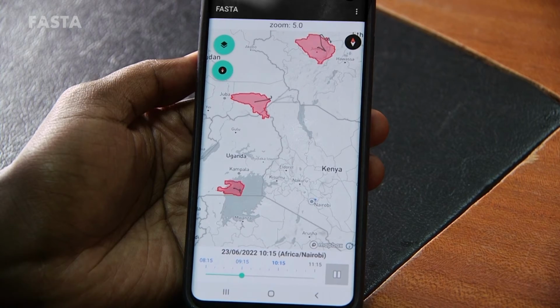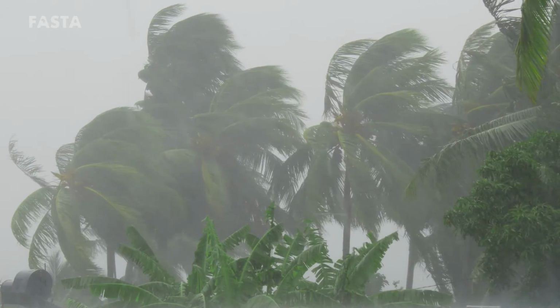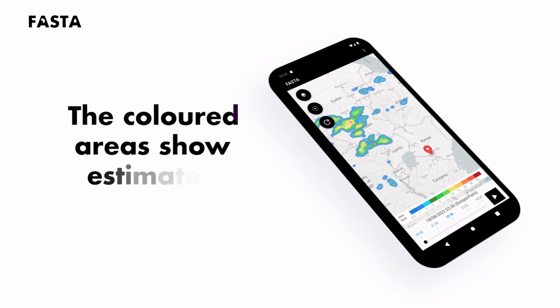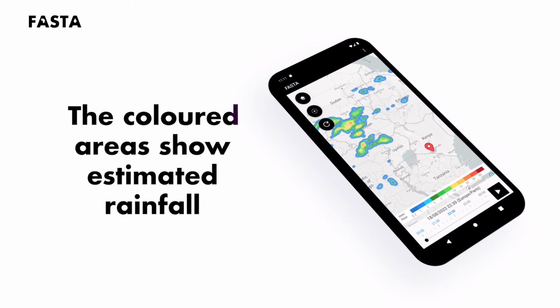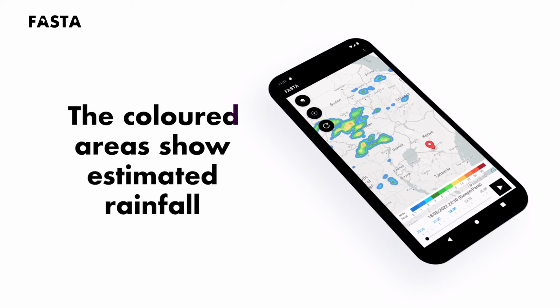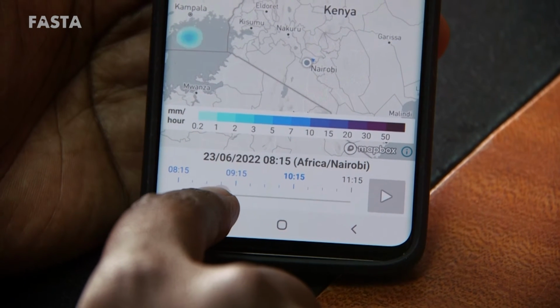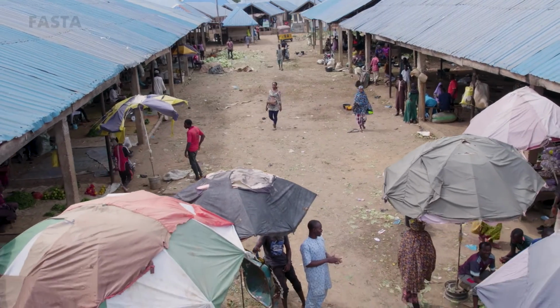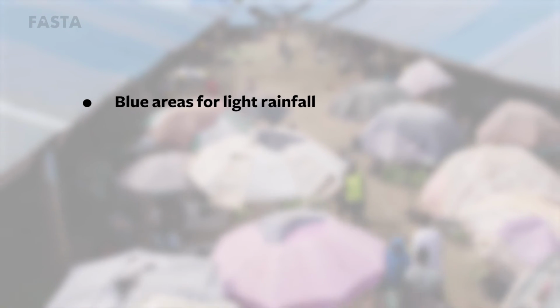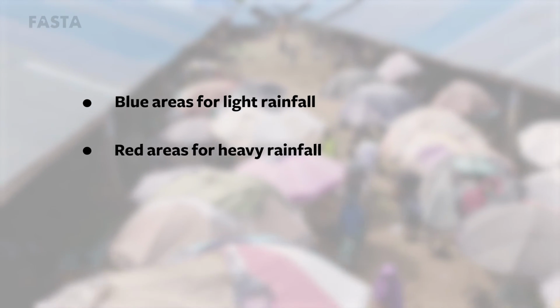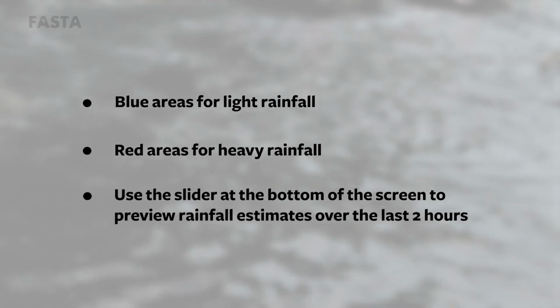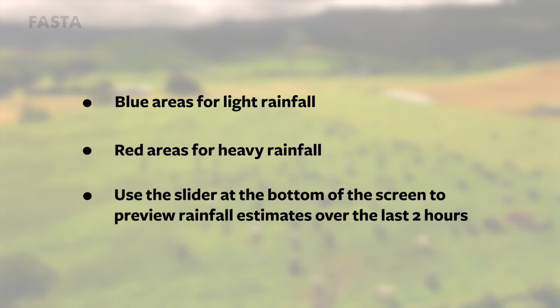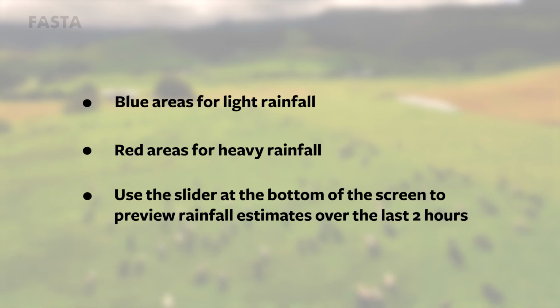Selecting to view storm rainfall will allow you to see near real-time rainfall activity over your region with high degree of detail. The colored areas show estimated rainfall based on satellite data which updates every 15 minutes. The color key is used to identify areas of storm rainfall across a range of intensities. For example, using the standard color scheme, blue areas indicate regions of low rainfall and red areas indicate regions of high rainfall. You can use the timeline slider at the bottom of the display to manually preview rainfall estimates over the last 2 hours of satellite retrievals.